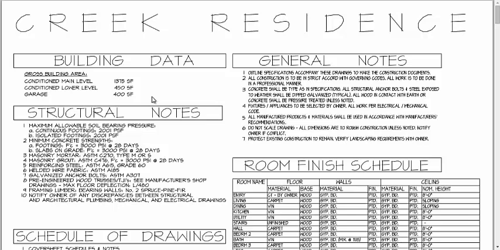Technically, it is conditioned space of the house, but most people do not count that in the quoted square footage of the building. And then right underneath that, we have what's called structural notes. This is typically done by an engineer who would specify such things as soil bearing pressure. In this case, they're saying that the concrete footings at the bottom have to withstand at least 2,000 pounds per square foot. That's PSF.